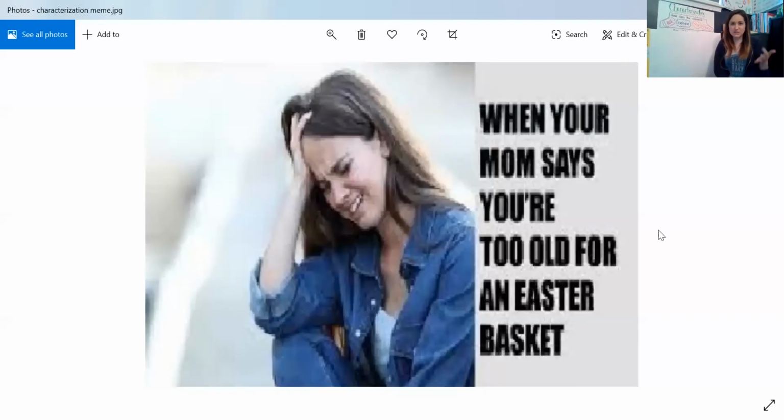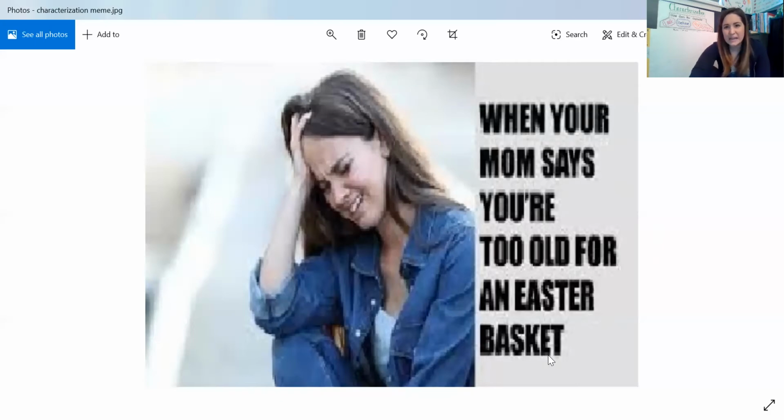And here's my picture. I know it's a little bit blurry, but I'm going to help you read the words. The girl is sitting there, and she's got her hand on her head, and she's got like this scowled look. She almost looks like she's crying a little bit. And the words say, when your mom says you're too old for an Easter basket. So it looks like she's feeling, how would you describe her feelings?